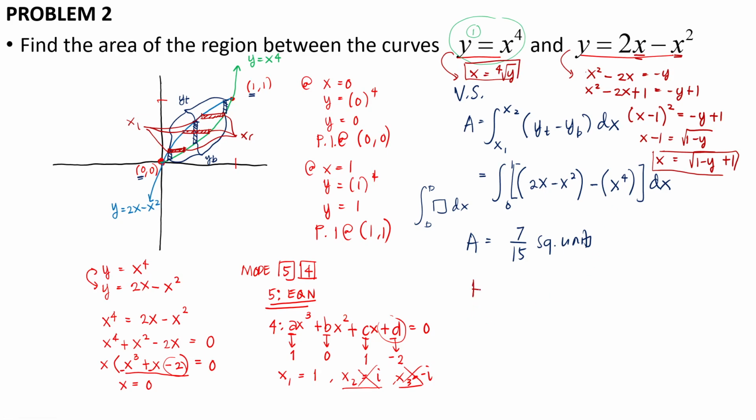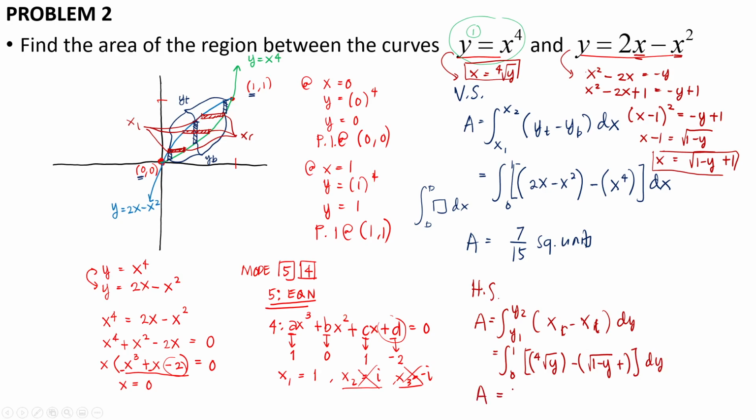If you're going to use the horizontal strip this time, that will be from y1 to y2 of x right minus x left dy, from 0 to 1. The x right is the green graph, so that will be the fourth root of y, minus the square root of 1 minus y plus 1, dy.